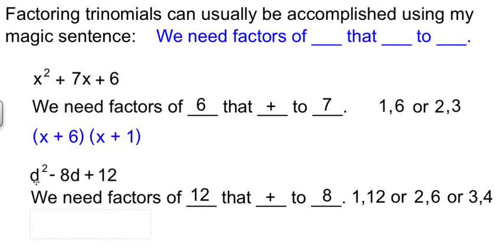We want d squared, so we need a d and d. We need a -8, so we need a -2 and a -6.